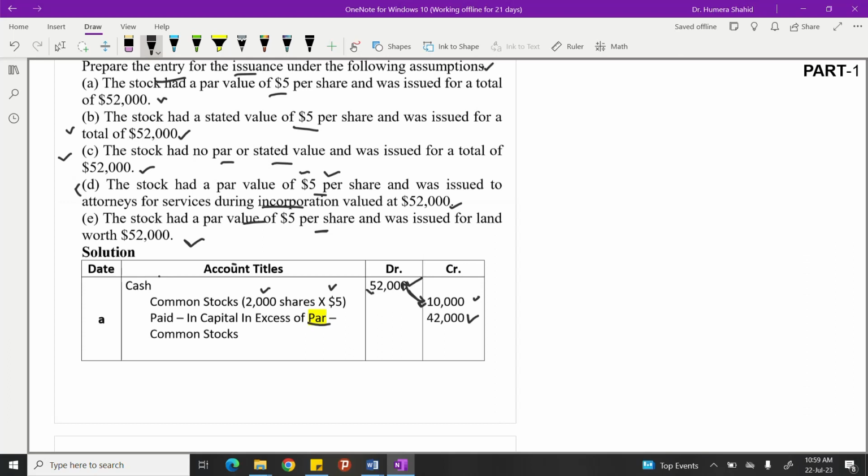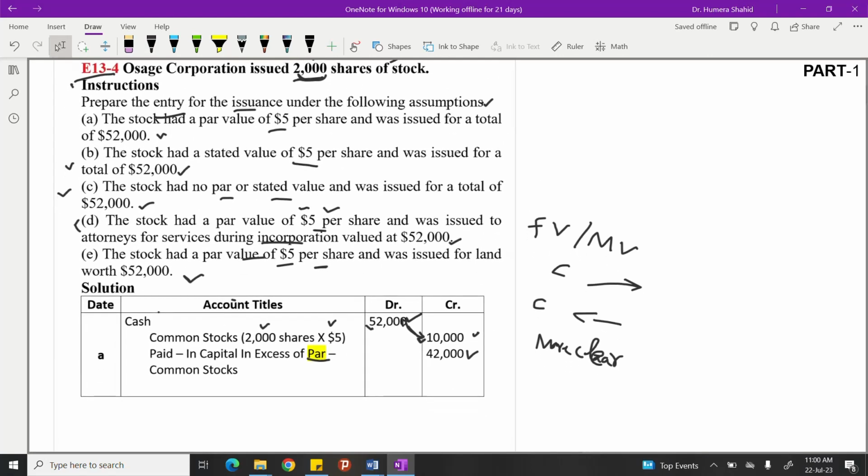Finally, part E. The stock had a par value of $5 per share and was issued for land worth 52,000. Now, for this, we studied that if you acquire a non-cash asset by issuing the shares, you don't get cash, you get a non-cash asset. Then we have to compare the fair value or the market value of consideration received. What is consideration received? You are receiving a non-cash asset, or consideration given up, what you are giving, the shares. So basically, you have to use the fair value or the market value of consideration given up or consideration received, whichever is more clear.